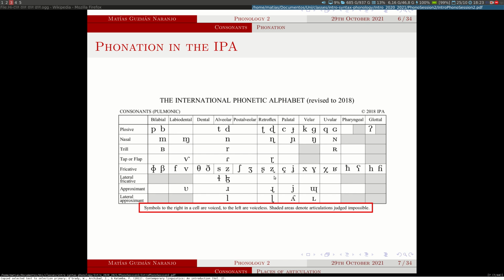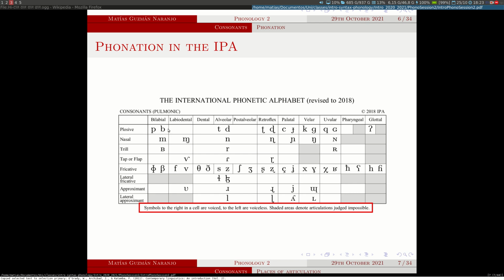phones in the IPA. So there are three dimensions to pulmonic consonants. One is manner of articulation, manner of pronunciation, which is on the rows. The other is place, which is on the columns, and then there's voice, which I was just telling you about, and that is given by the position of the symbol within a column. So voiceless sounds are on the left and voiced sounds are on the right.